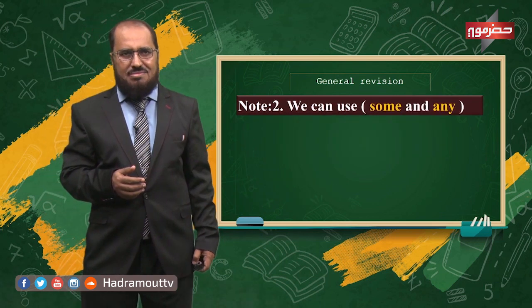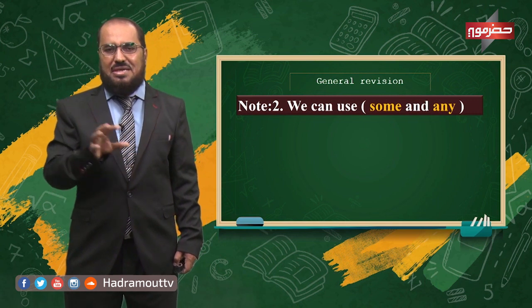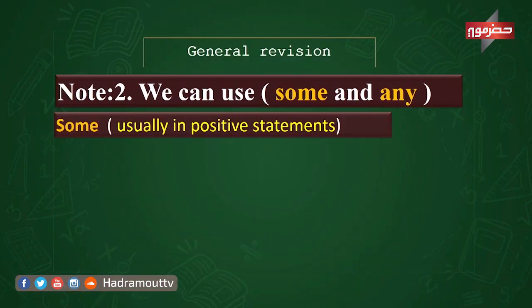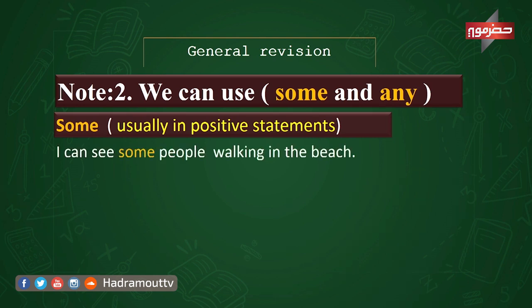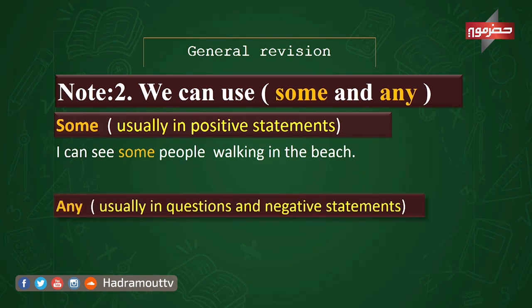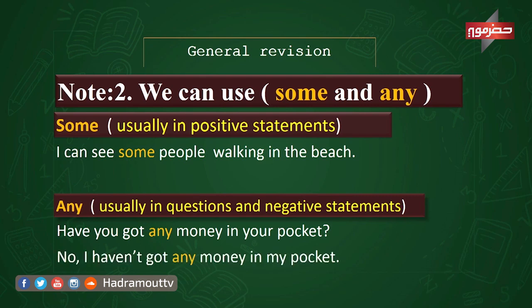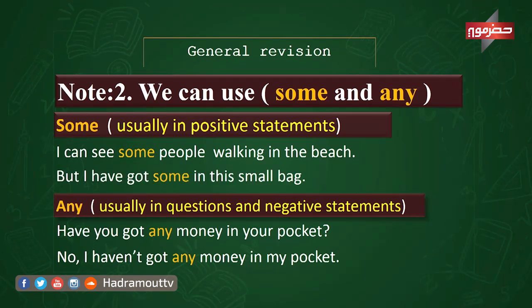Note 2. We can use some and any. هناك تأتي في الأسئلة وفي الإجابات كذلك some and any. Some usually in positive statements. غالبا تكون في الجمل الثابتة. Example, I can see some people walking in the beach. Any usually in question and negative. Have you got any money in your pocket? Question. No, I haven't got any money in my pocket. But I have got some in this small bag. Some, okay, for statements. This is some and any.